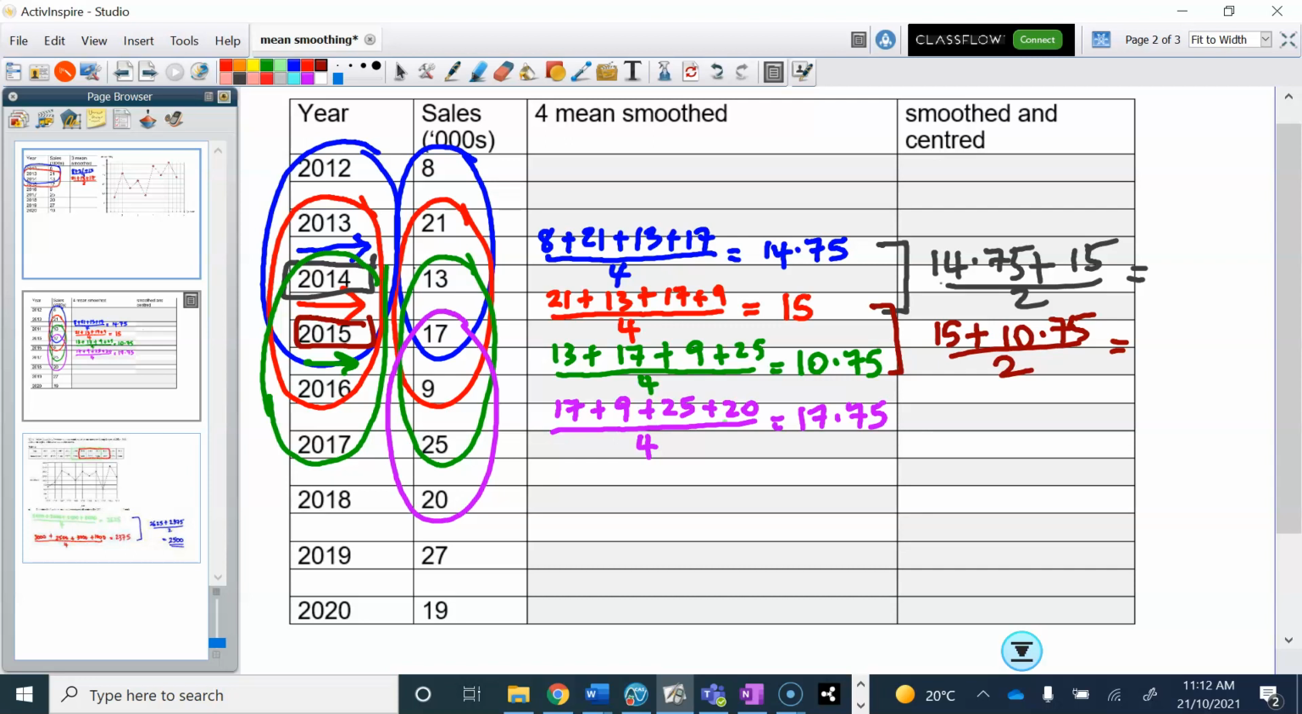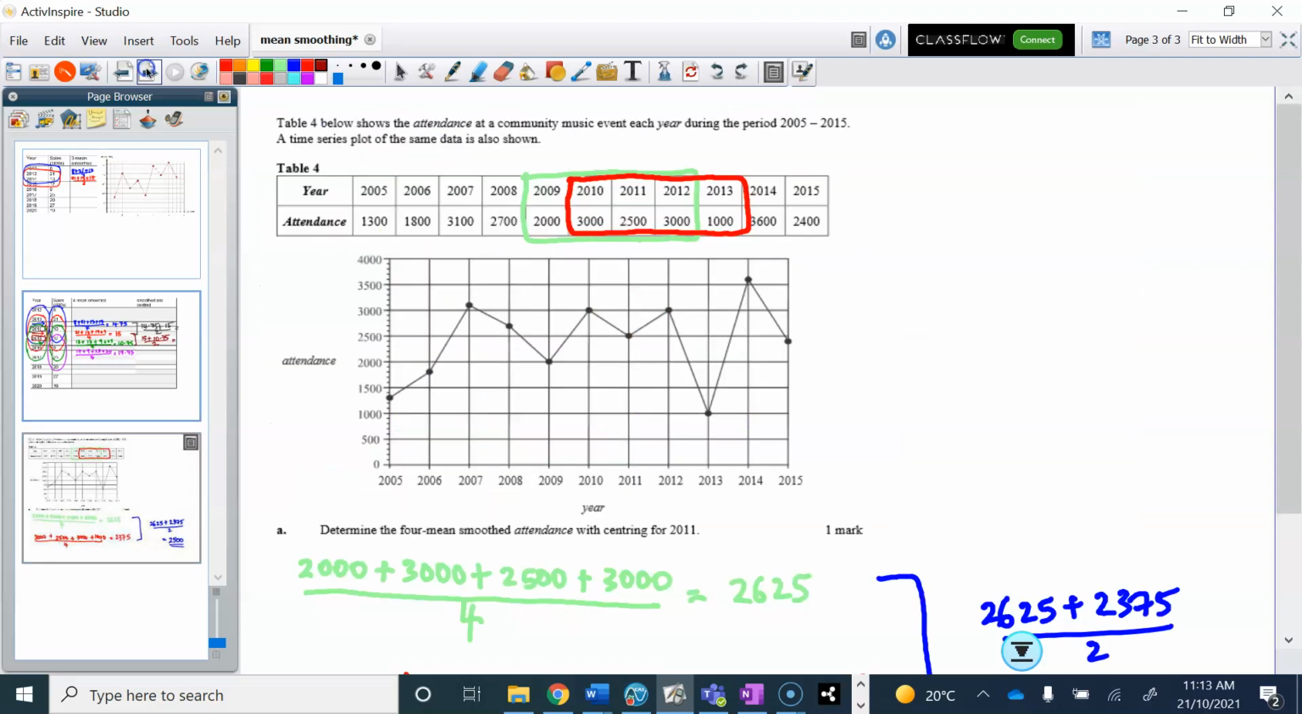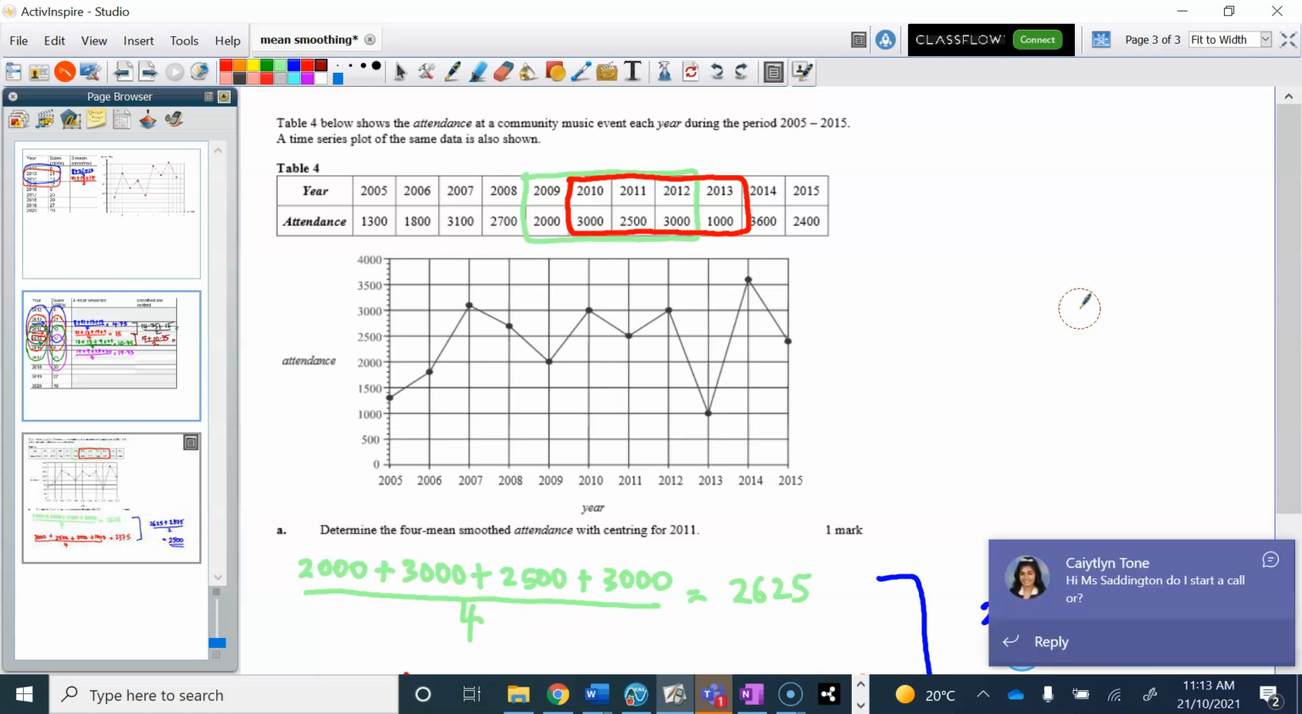So we can do that by hand for every single year there, and it's long-winded. Occasionally the sort of questions you get asked on an exam would be more particular to a certain year. They might ask for the smoothed and centered data using 4 mean smoothing for the year 2018, for example. So I pulled out an old exam question to show you the type of question that gets asked quite often.